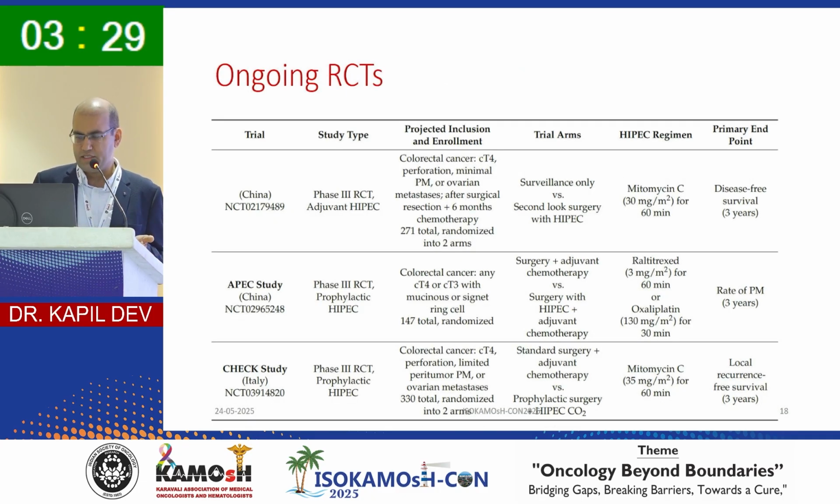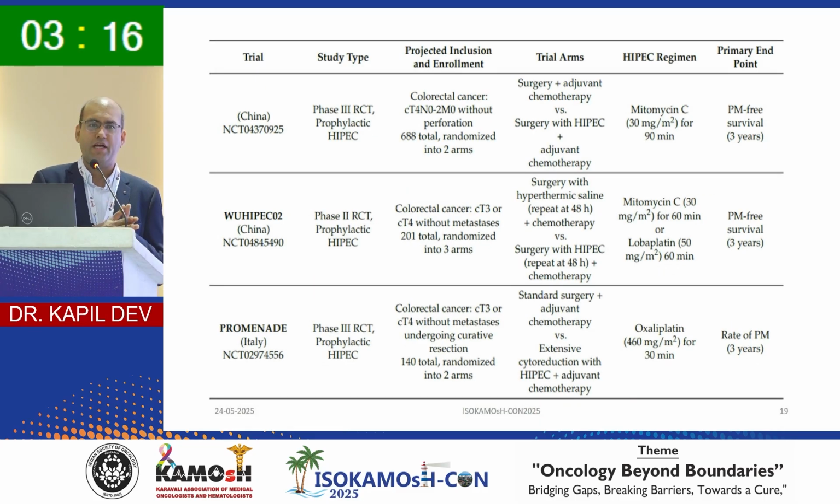A few ongoing RCTs are comparing mitomycin C, and the maximum RCTs are using simultaneous or immediate or short-interval timing between surgery and HIPEC. And most trials are using the primary endpoint of peritoneal metastasis-free survival directly. So the results might be better in these trials.